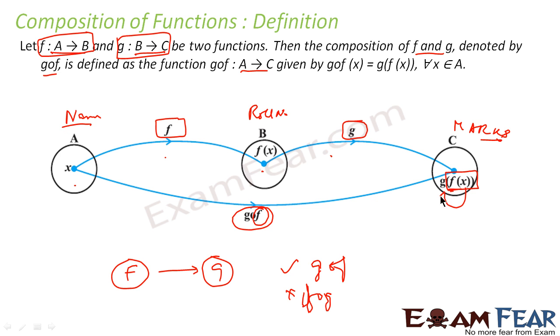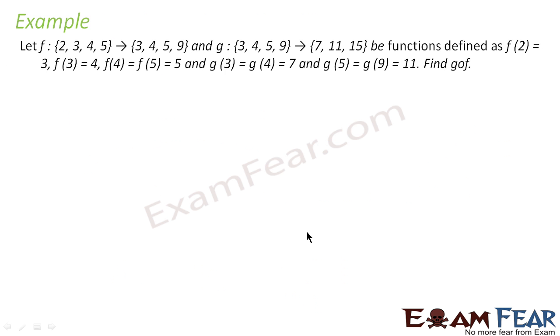This becomes input to this function, that becomes g of f(x). So g of f is a general term used in such cases. We'll take some examples. So we have this function f, that is from {2, 3, 4, 5} to {3, 4, 5}, and g from this to this, and this is the definition. We have to find g of f.